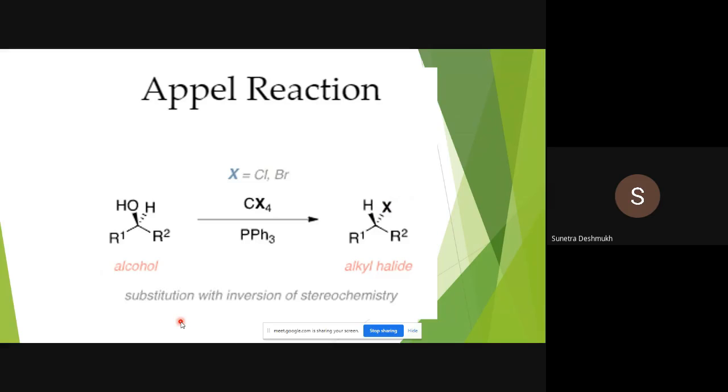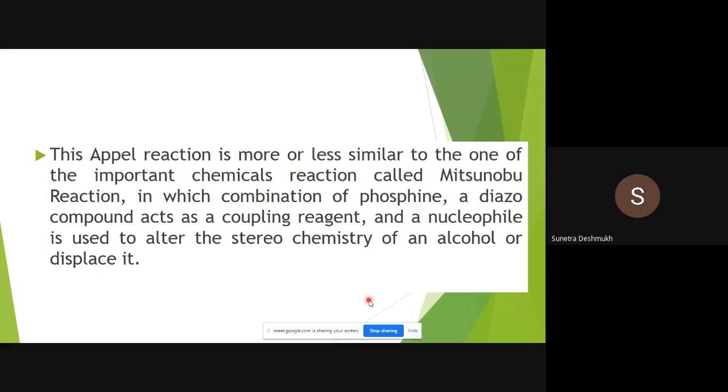The stereochemistry of this reaction is inversion of stereochemistry compared to the starting material. Obviously this is a substitution reaction, nothing but the SN2 substitution reaction, a nucleophilic bimolecular substitution which gives inversion of the stereochemistry. That means you get a stereospecific alkyl halide product. We'll see one by one the mechanism and what is involved in the Appel reaction.